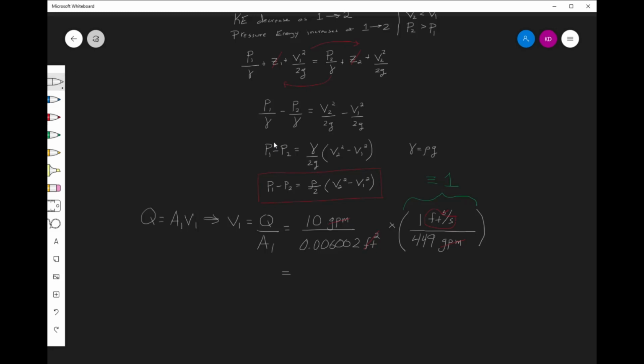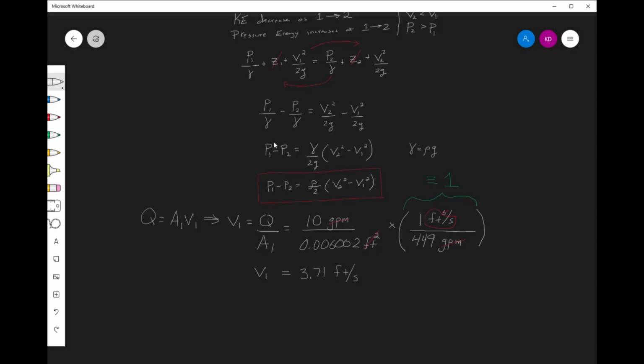So when you work this all out, I take the numerics, 10 divided by 0.006002 divided by 449. I find that my velocity in the 1-inch pipe at point 1 is 3.71 feet per second. Now, we could solve for the velocity at 2 in the same fashion.